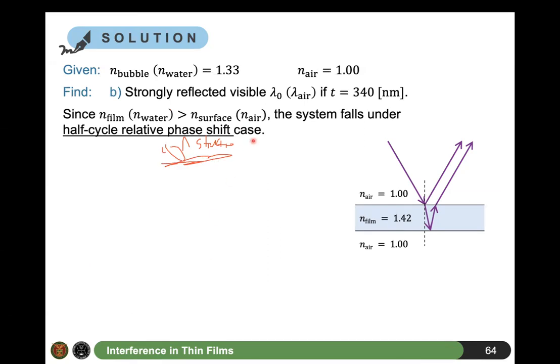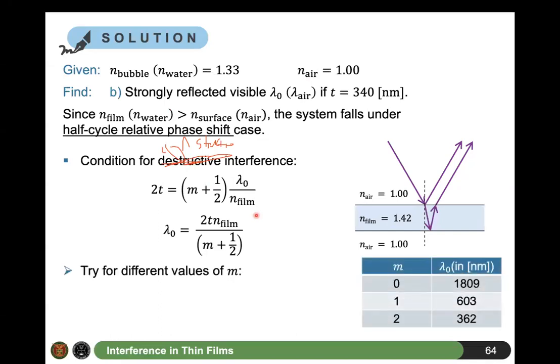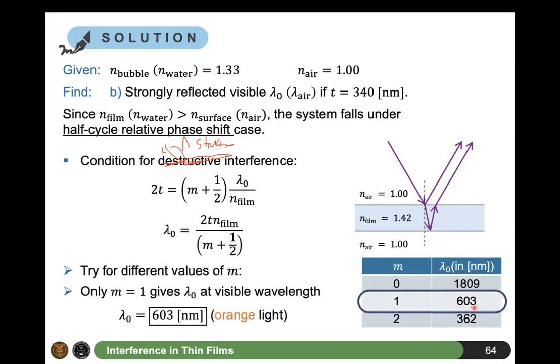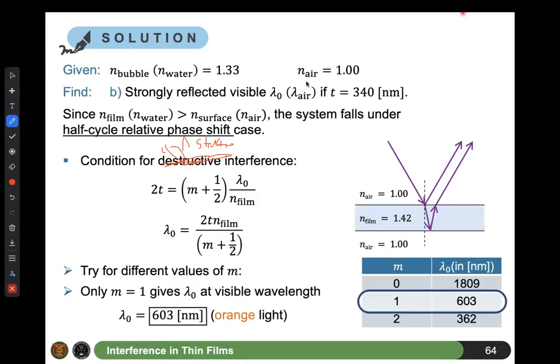Now, ano naman yung strongly reflected at 340 nanometers? So, again, constructive interference. Di naman nagbago yung diagram. So, half cycle. So, ito pa rin yung condition na gagamitin natin. Try for different values for M. Ano lang yung pumasok sa range ng visible light? Yung M equals 1, which is now orange light. So, we see here that if nag-i-increase yung thickness ng film, nag-iiba rin yung light na strongly reflected.